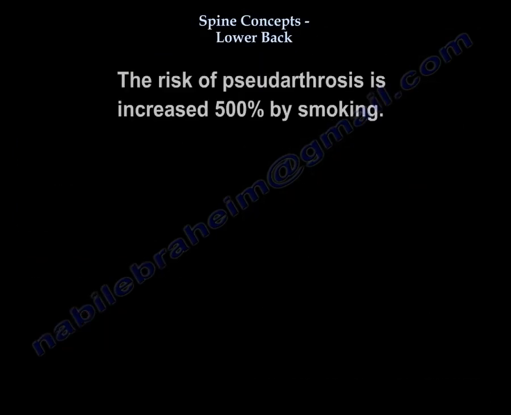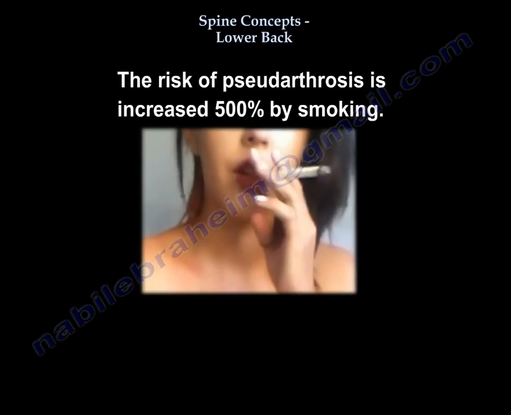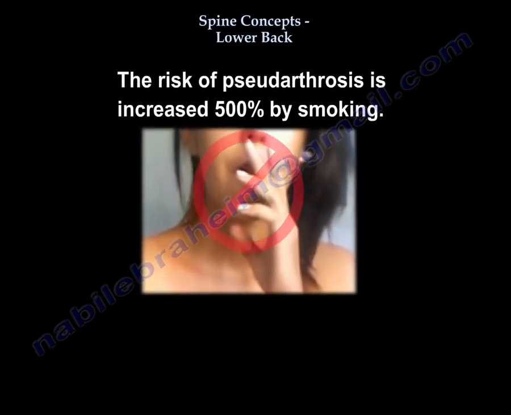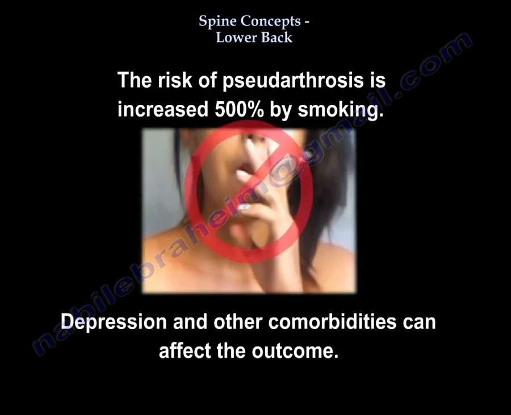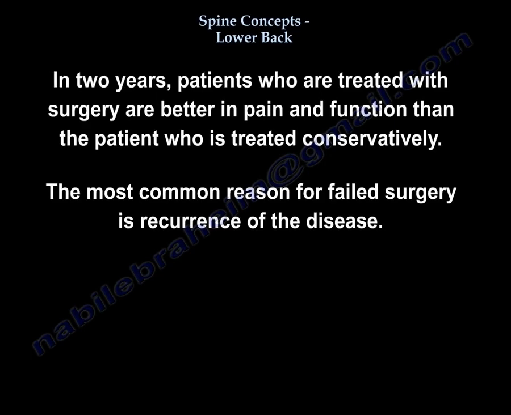The risk of pseudoarthrosis is 500% with smoking. Depression and other comorbidities can affect the outcome. In 2 years, patients treated with surgery are better in pain and function than the patients treated conservatively. Also, the most common reason of failed surgery is recurrence of the disease.